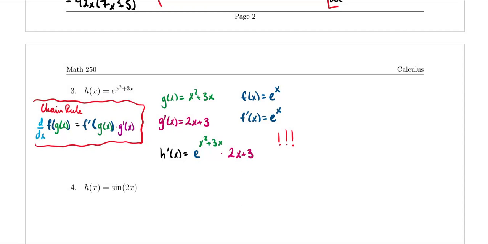Did you spot the error? We need parentheses. Because right now, remember, we're saying that we have to multiply times the derivative of the inside. If we do not include parentheses, then you would have only been multiplying the e raised to the x squared plus 3x times the 2x. But the 2x was not the derivative for g. The derivative for g was 2x plus 3, so we've got to make sure that we multiply everything.